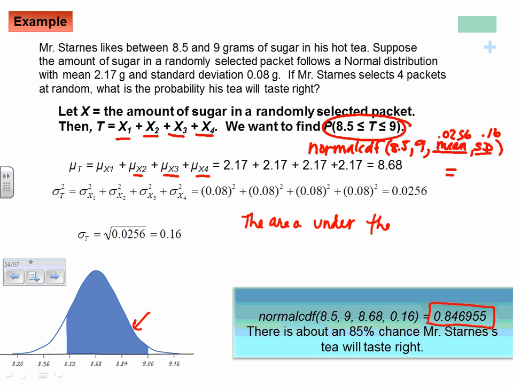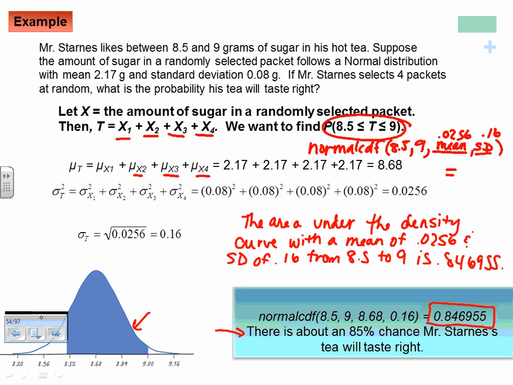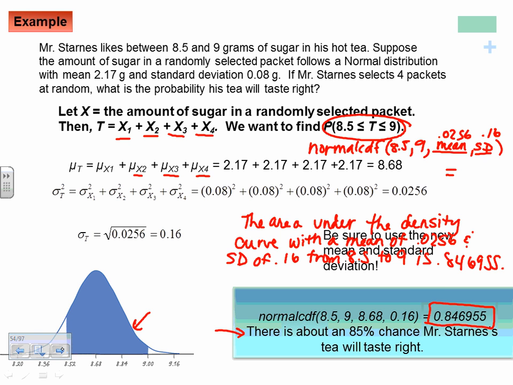So the area under the density curve with a mean of 0.0256 and standard deviation of 0.16 from 8.5 to 9 is 0.846955. Interpreting that, it tells us that there is about an 85% chance that Mr. Starnes' tea will taste just right. Well, hopefully it works for you, Mr. Starnes. Okay.